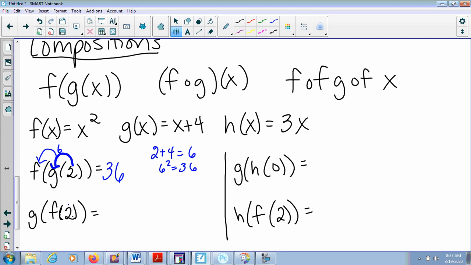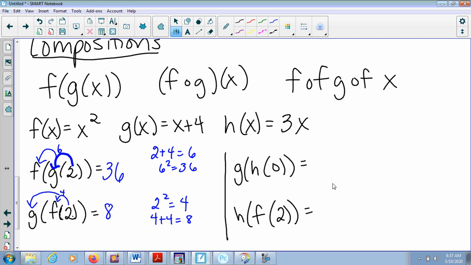So I'm going to take 2 and plug it into the f function. That gives me 2 squared, which is 4. Now I take that 4 and plug it into the g function. So 4 plus 4, and that is 8. So my answer is 8.